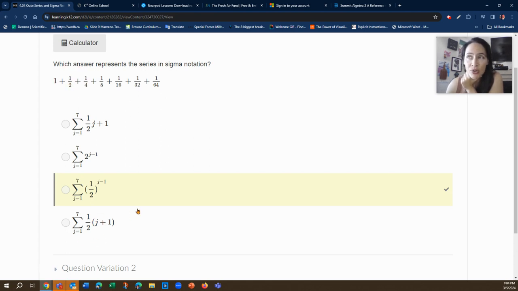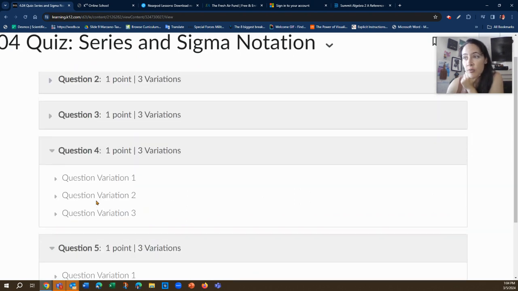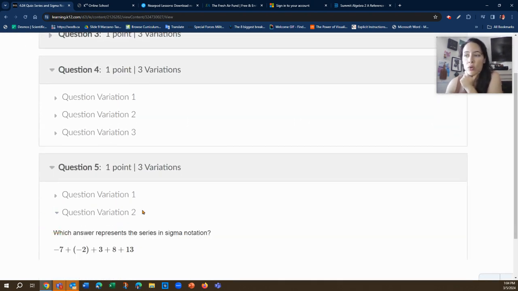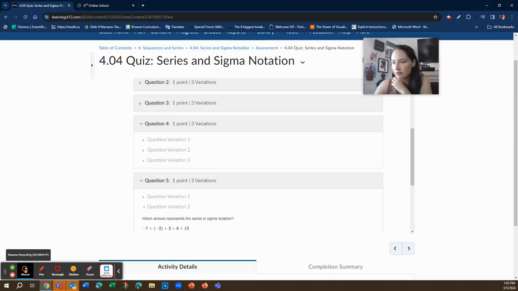Test taking skills are important. You're never going to get away from tests for better or for worse. You are more than a test score, but you won't get away from it, okay? All right, let me pause real quick.